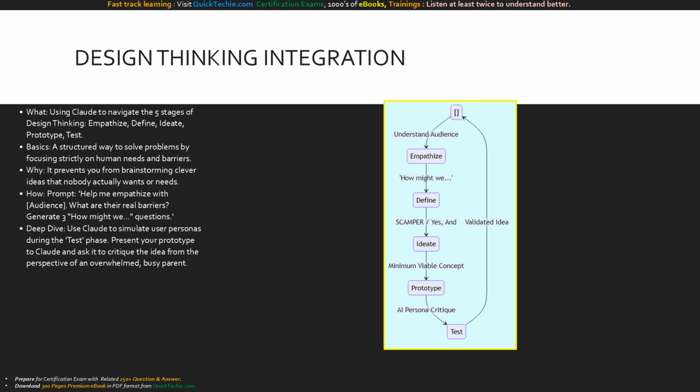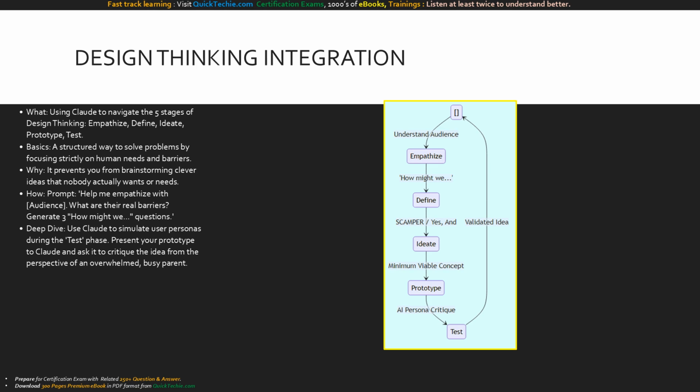Next, you define the problem by asking Claude to generate specific, how might we? Questions. Once you've ideated using Scamper, you reach the test phase. A brilliant deep dive technique is to use Claude to simulate your target audience. You feed your new idea back to Claude and say, adopt the persona of an exhausted parent. Critique this prototype mercilessly. Claude will pressure test your creative idea before you spend a dime building it.